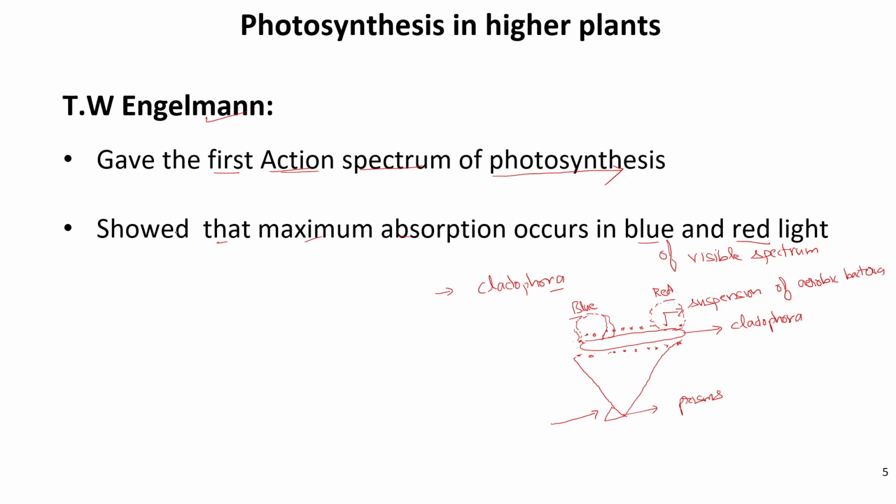Alright, so this is what I have written, that showed that maximum absorption occurs in the blue and the red region, by what? By chlorophyll present in the green algae Cladophora. Alright, and from this experiment he gave the first action spectra of photosynthesis. So here in the blue and the red region there was maximum absorption and there was maximum oxygen evolution also.